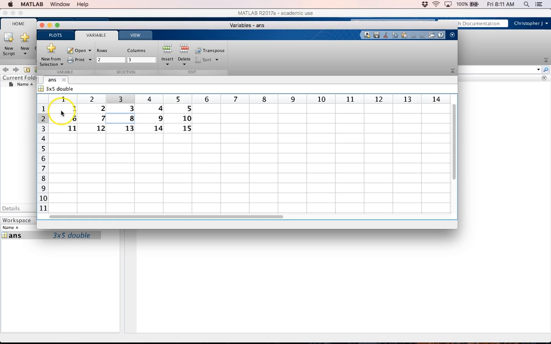So this is like 0 times 5 plus 1, 0 times 5 plus 2, 0 times 5 plus 3, and so on. This is like 1 times 5 plus 1, 1 times 5 plus 2, 1 times 5 plus 3, 2 times 5 plus 1, 2 times 5 plus 2, so on like that. So maybe that doesn't make sense, but once I have the nested for loop written down, stare at it and make sure you understand why the formula works.